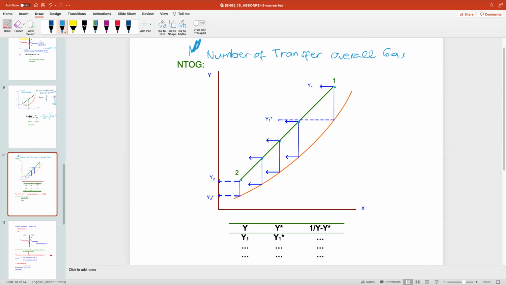Okay, so this one is not going to use the slope between kxa and kya, but now we use the vertical line, because we want to know at a certain x for the equilibrium, what is the correlating y, or y star.